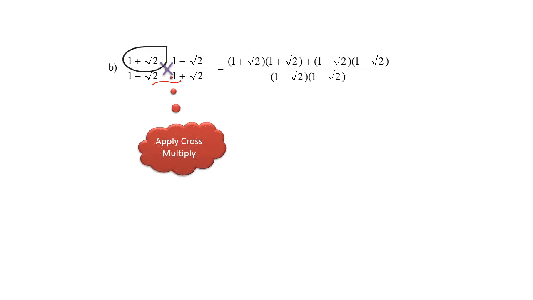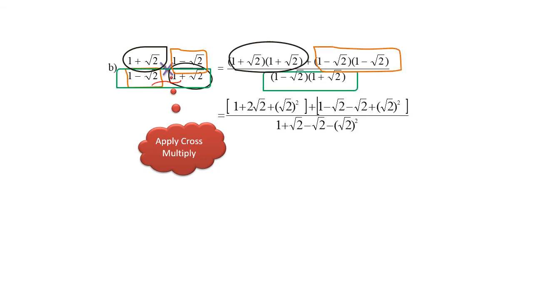And then we just simplify everything, expand everything. 1 multiplied by 1 is 1. 1 times root 2 is root 2, and 1 times root 2 is root 2, so we have 2 root 2. Root 2 multiplied by root 2 is 2. For this part also, we have 1 minus root 2 minus root 2, so this one will be minus 2 root 2, and then plus root 2 squared, which is 2. At the bottom, 1 multiplied by 1 is 1, and negative root 2 multiplied with root 2 is negative 2.